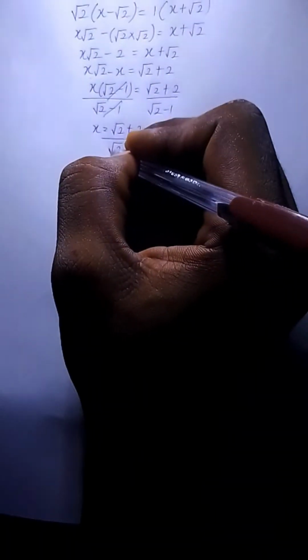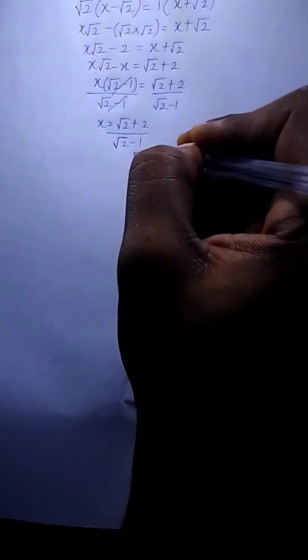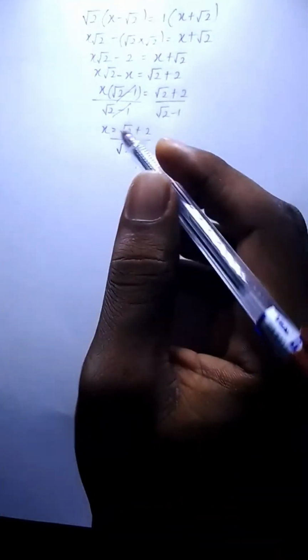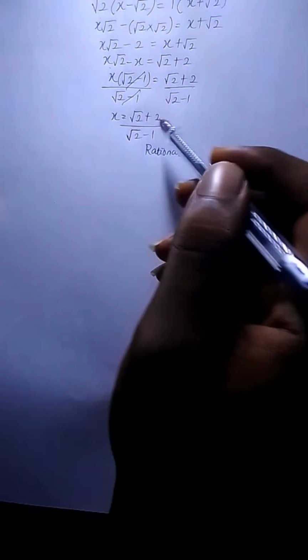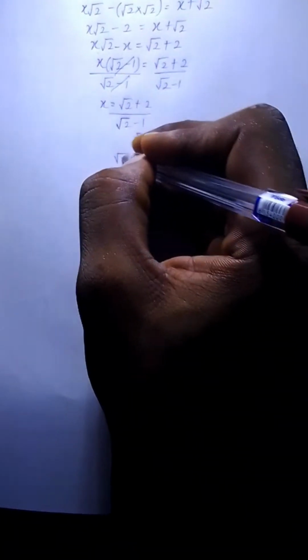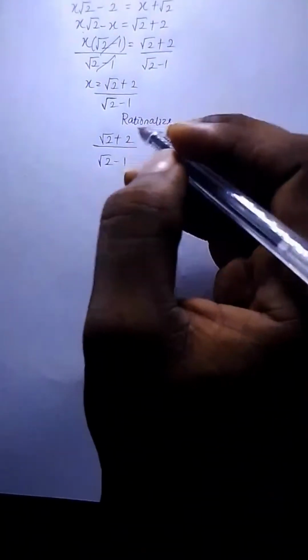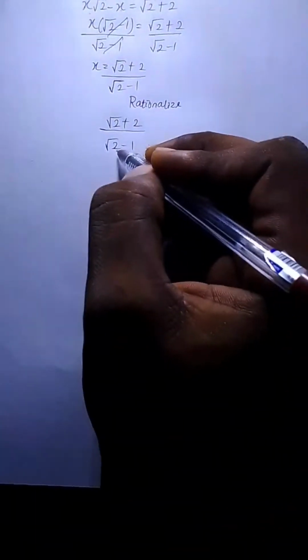Our answer cannot just be like this. We have to do what is called rationalize. Meaning, when we have roots in the denominator of a fraction, we have to rationalize that fraction. So from here we have root 2 plus 2 over root 2 minus 1. So how do we rationalize? By multiplying both the numerator and the denominator of the fraction by the opposite of the denominator.